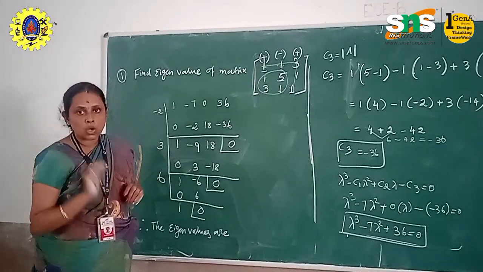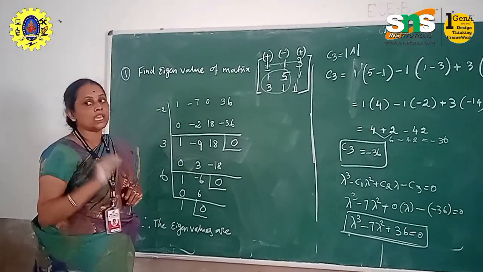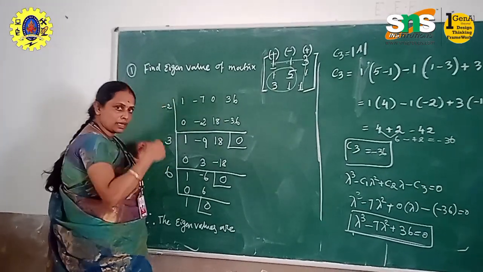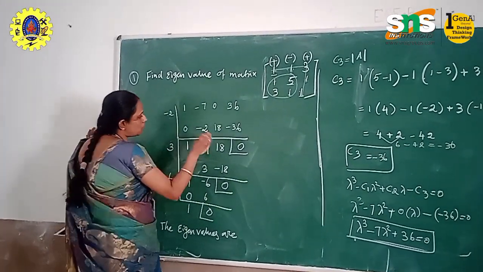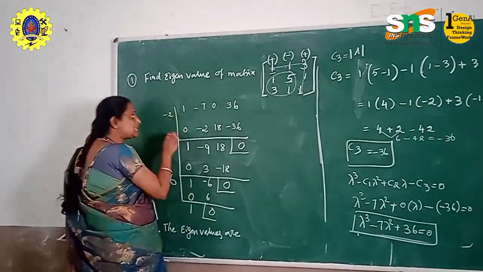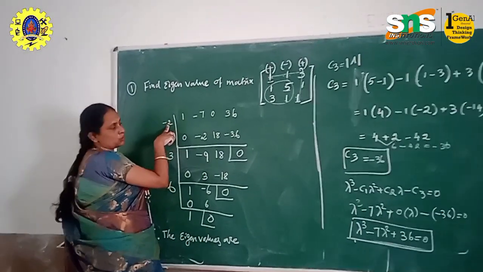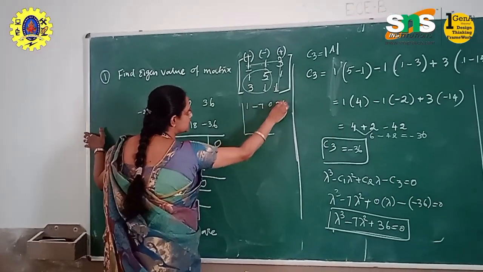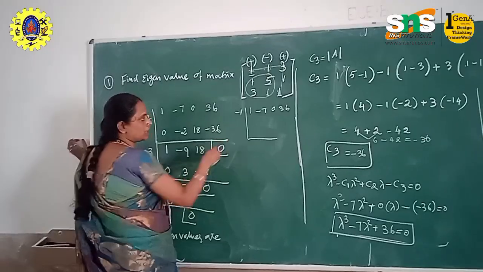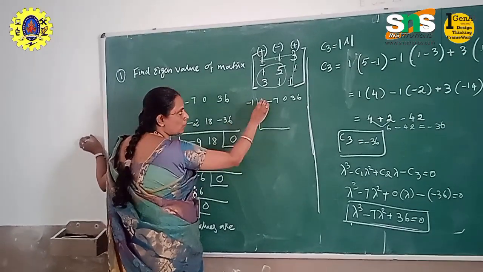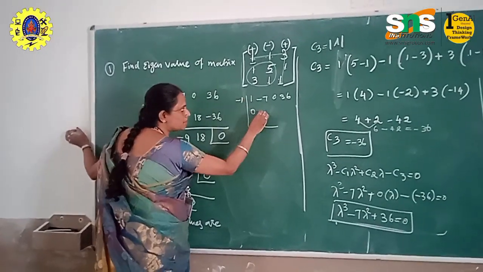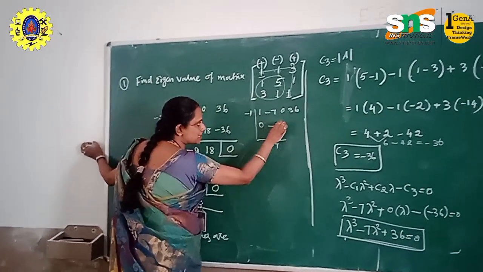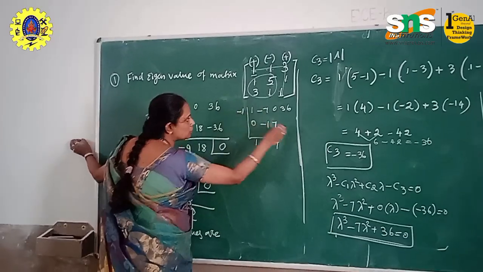Then we have to start with minus 1. We try the values minus 1, 1, minus 2 and 2, and check which one gives the answer 0. So suppose we take 1, minus 7, 0 and 36. First we choose minus 1, and put 0. 1 into minus 1 is minus 1. Adding this value, minus 7 minus 1 is minus 8, so minus into minus is plus 8.